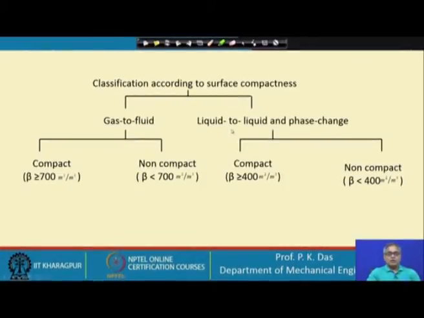Suppose we have a liquid to liquid heat exchanger, that means on both sides of the heat transfer surface, the solid surface, we have liquid, or one of the liquids is going through phase change, or let us say both of the liquids can also go through phase change. Then the definition of compactness, or the boundary of compactness, is slightly different. Here, if beta is greater than 400 meter square per meter cube, we will call it a compact heat exchanger, and if it is less than 400 meter square per meter cube, then we will call it non-compact.